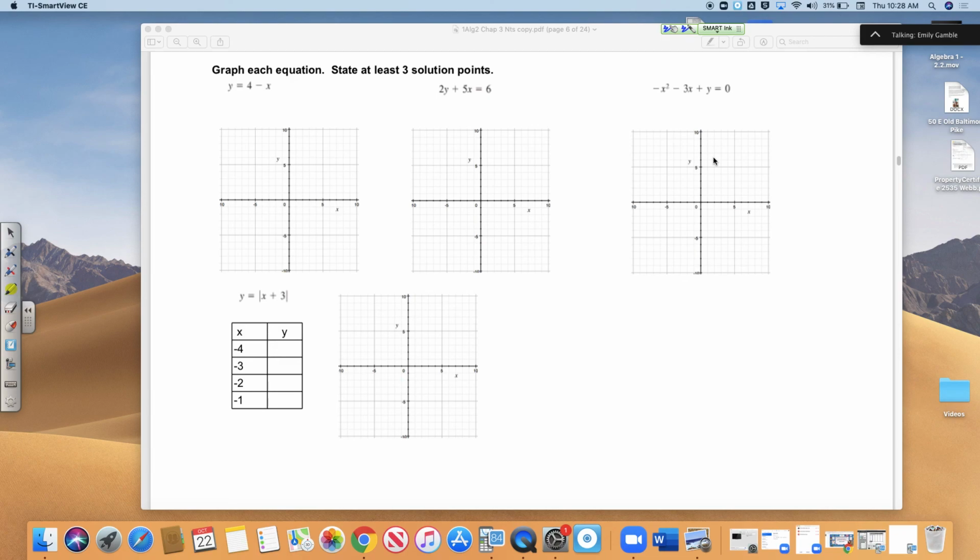So this second one here, I'm short, so I'm going to do this down here. 2y plus 5x equals 6. This one needs to be solved for y first. So in order to put this in the y equals, you will have to take this equation and solve for y first. To do that, you would first subtract 5x from both sides, and then you would end up dividing by 2.